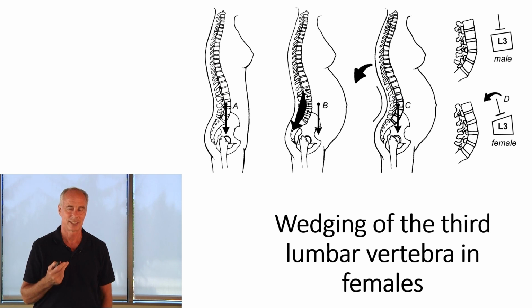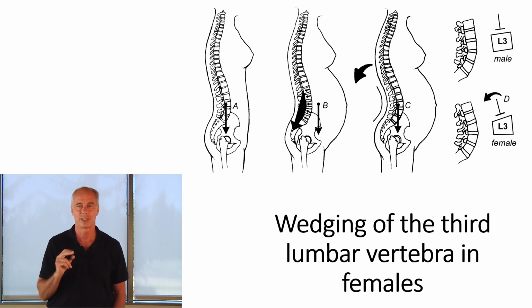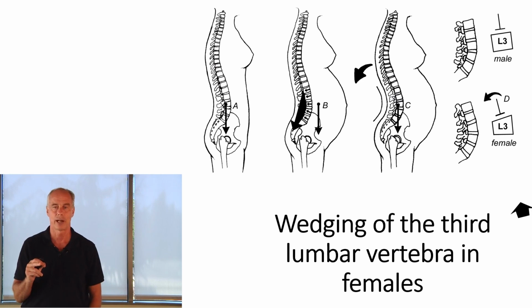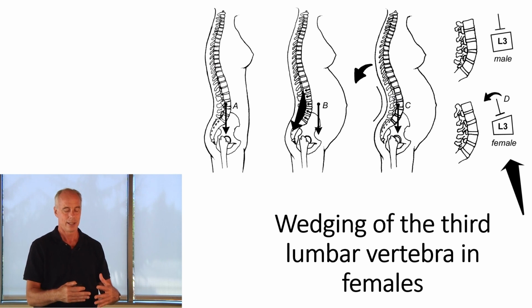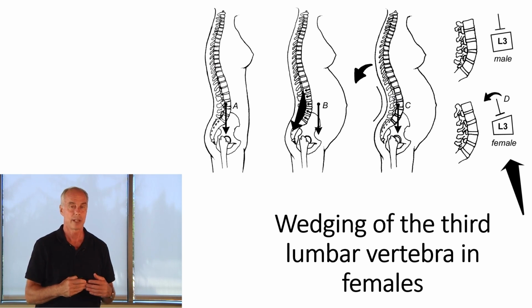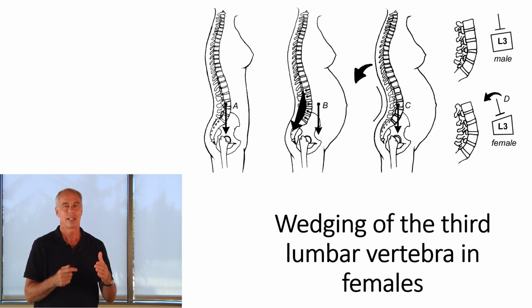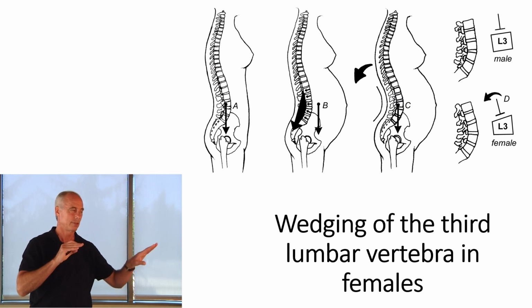So these researchers theorized, and they went out and proved it, they showed that women have a more wedge-shaped L3. The wedge shape of L3, if you look on the right on the bottom, allows them to have a natural lordosis that can accommodate the changes associated with pregnancy. As body weight increases with pregnancy, the center of mass shifts forward a little bit. It requires more energy for the back extensors to fight against that.